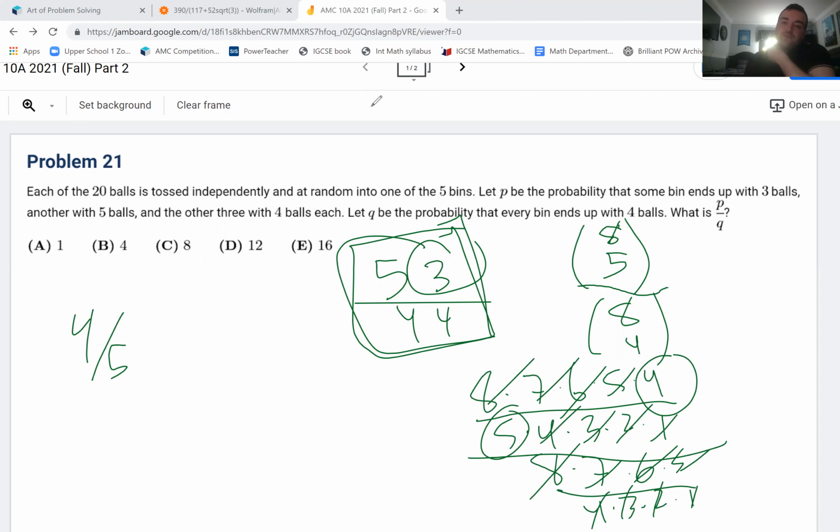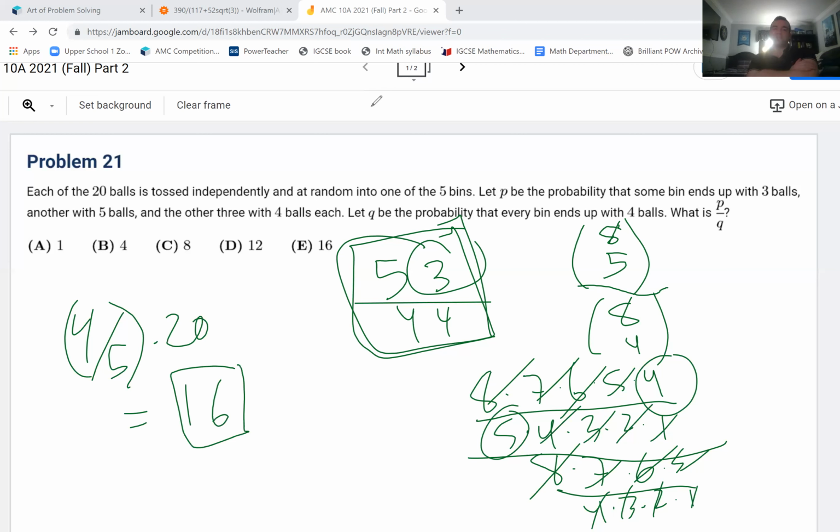But notice how we also determined there are 20 more ways that it can occur as opposed to the 4, 4, 4 situation, right? Assuming the balls to be indistinguishable, there's 20 different ways for it to happen, but it's also 4/5 as likely. So because it's 4/5 as likely and 20 more ways, that means it's overall 16 times more likely to occur.